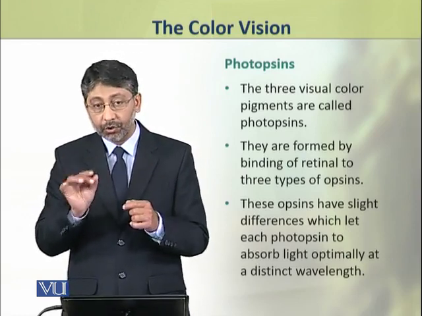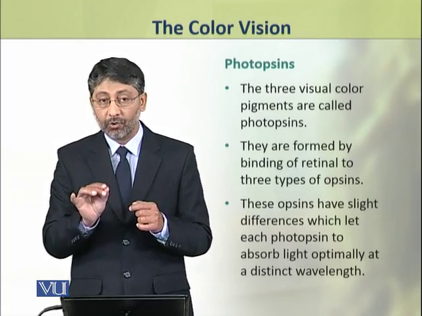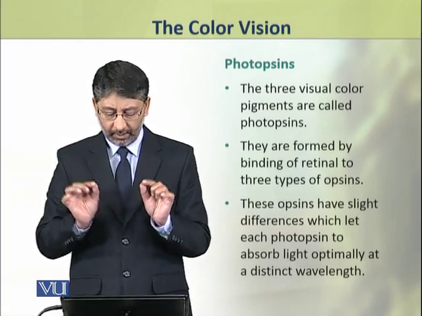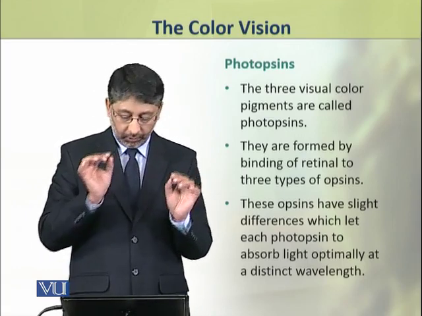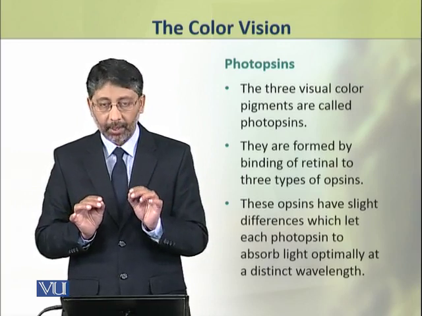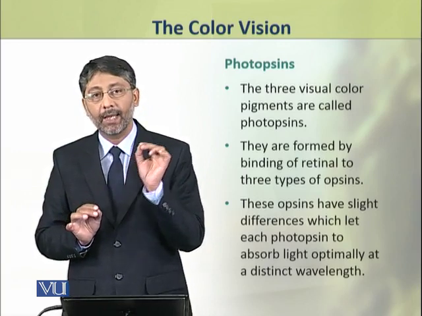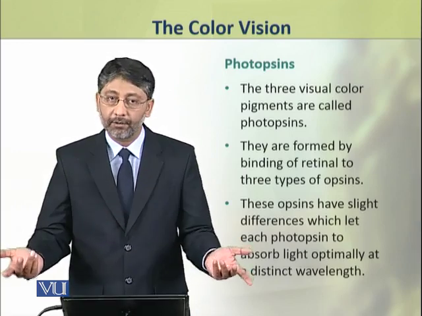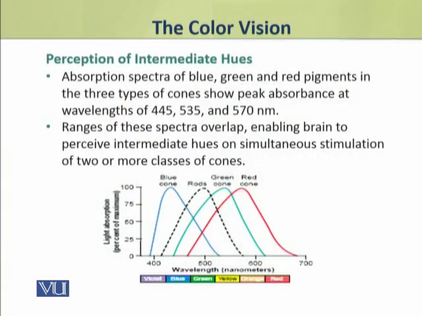These opsins जो कि use होती हैं इन pigments को बनाने में, color pigments को बनाने में, these have slight differences which let each photopsin absorb light optimally at a different wavelength. और different wavelength का मतलब होता है different colors. Now, there are three basic colors or pigments in these cone cells. लेकिन we can perceive many intermediate colors.